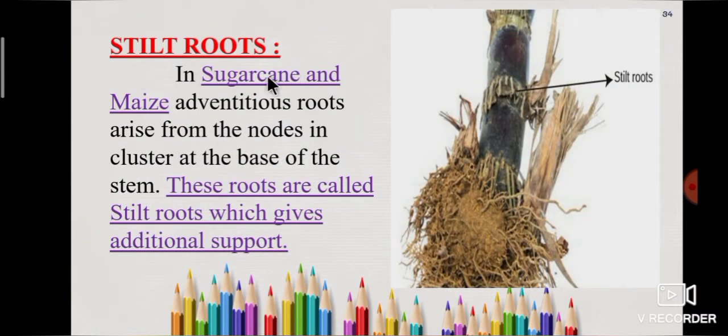Next, stilt roots. In sugarcane and maize, adventitious roots arise from the nodes in cluster at the base of the stem. These roots are called stilt roots, which gives additional support.